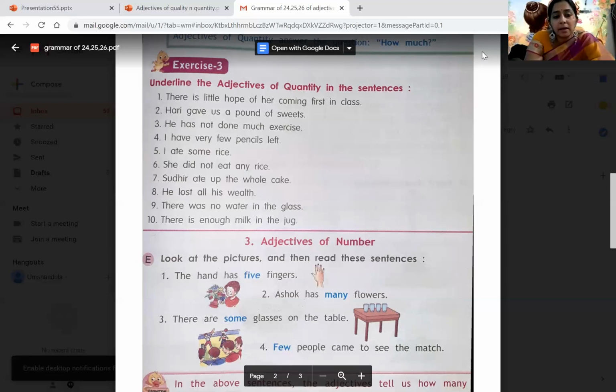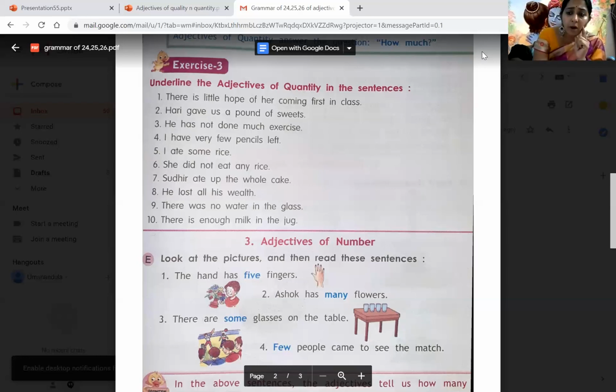Okay, then, I have very few pencils left. Very few means I don't know how many pencils I have, but I know that very few means very less. So here you have to underline few. Fifth one, I ate some rice. As already discussed, you should underline some. She did not eat any rice means you should not touch the rice, so you should underline any. Sudhir ate up the whole cake. Whole means complete cake. How much, you don't know. If it is half a kg or a quarter kg or a kg, whatever, he ate the whole cake. So that whole defines the quantity, right, children?